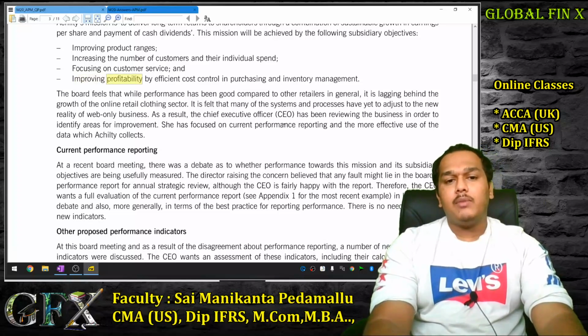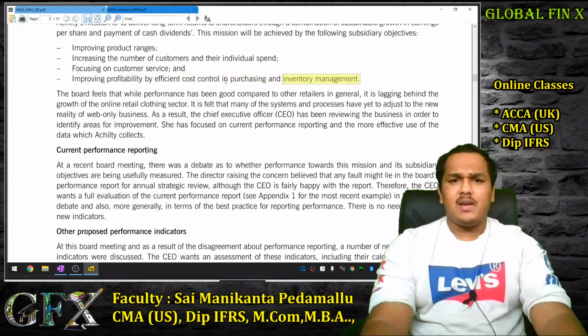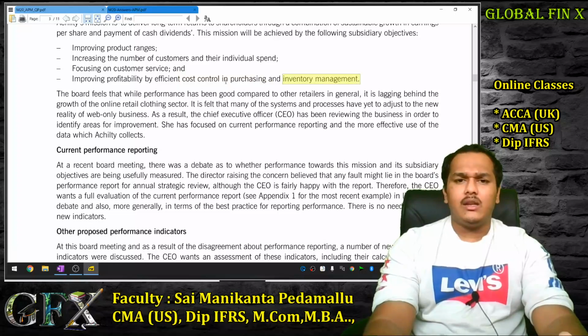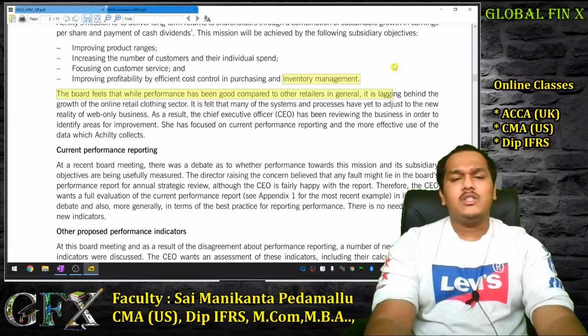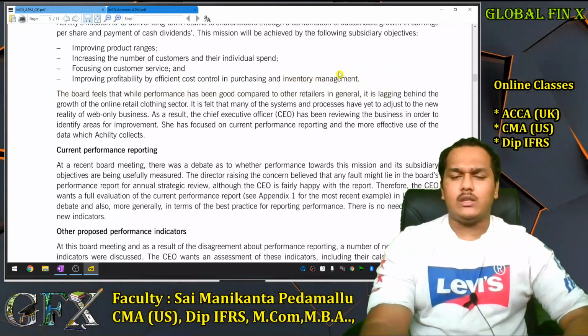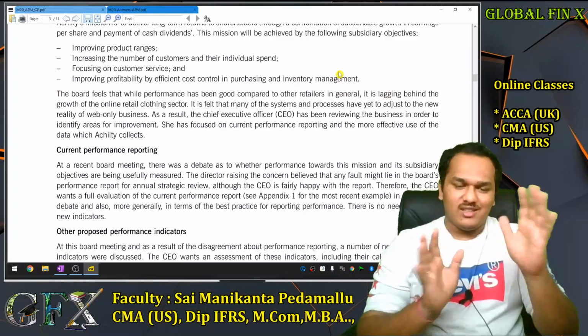Improving profitability by efficient cost control in purchasing and inventory management. Variance analysis can be conducted, material cost variance, material usage variance can be done, and apart from that, for inventory management, the just in time technique can be followed, and other strategies will be there. We'll discuss all that when we deal with the syllabus. As of now, I'm just reading the first question.